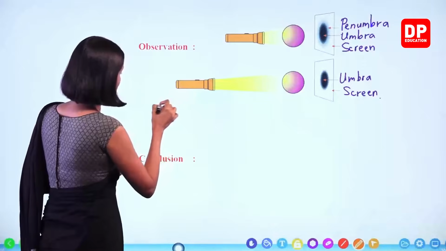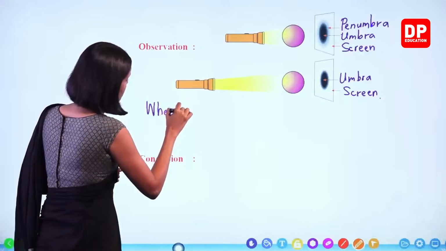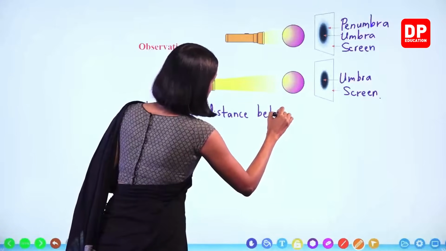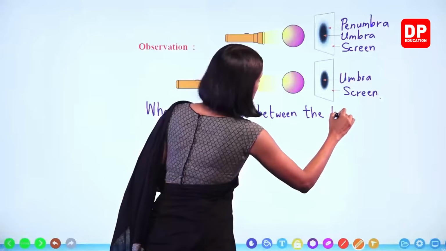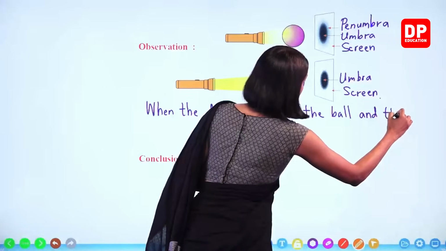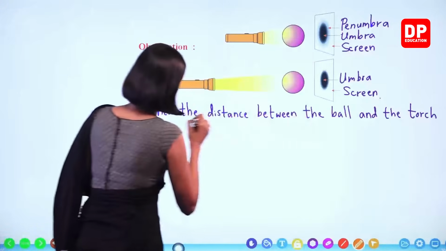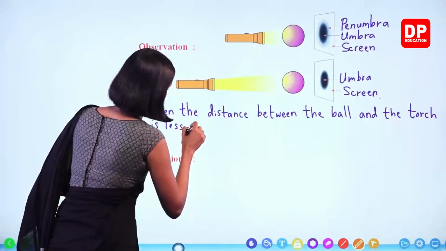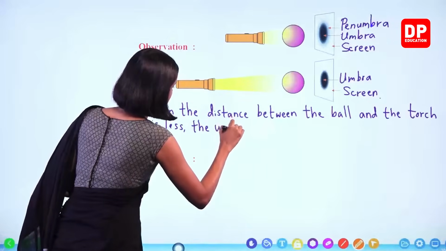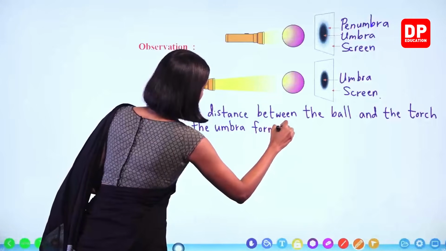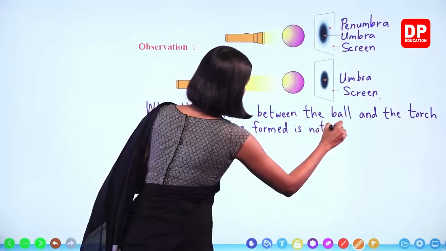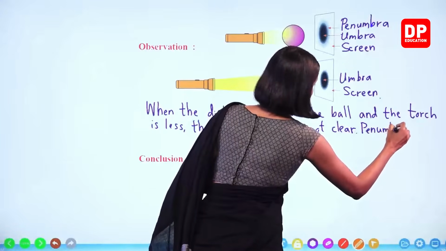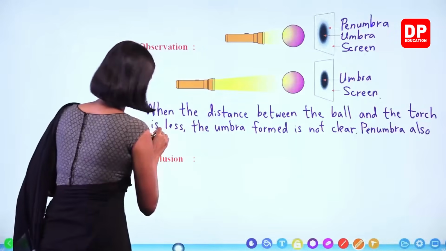Right? We will write: when the distance between the ball and the torch is less, the umbra formed is not clear. Penumbra also could be seen.